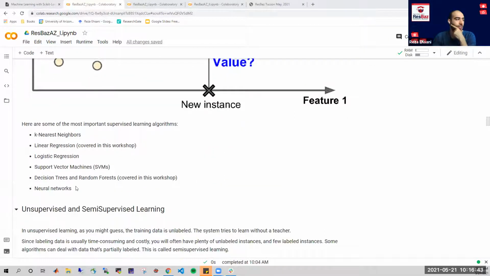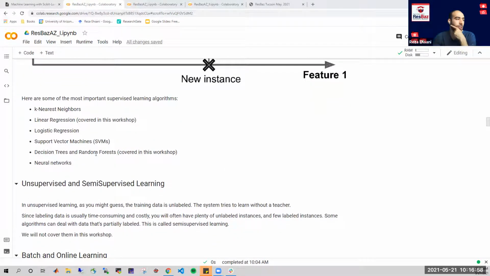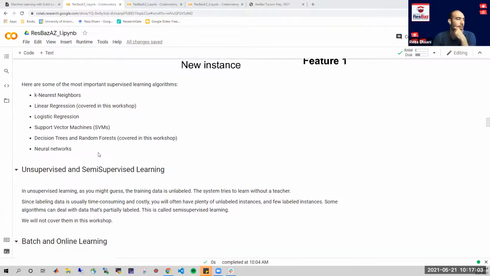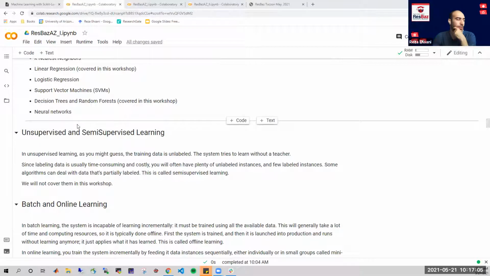So here I have listed the most important supervised learning algorithms: k-nearest neighbors, or KNN, linear regression, which we will cover, logistic regression, support vector machines, or SVMs, decision trees and random forests, which we will cover if we have time in the second part of the workshop, and also neural networks.